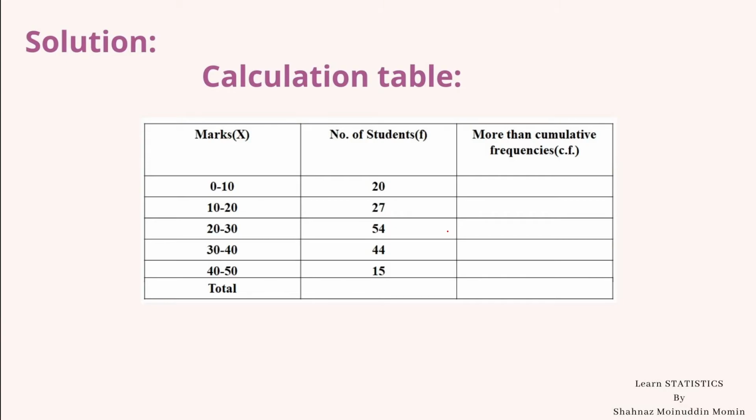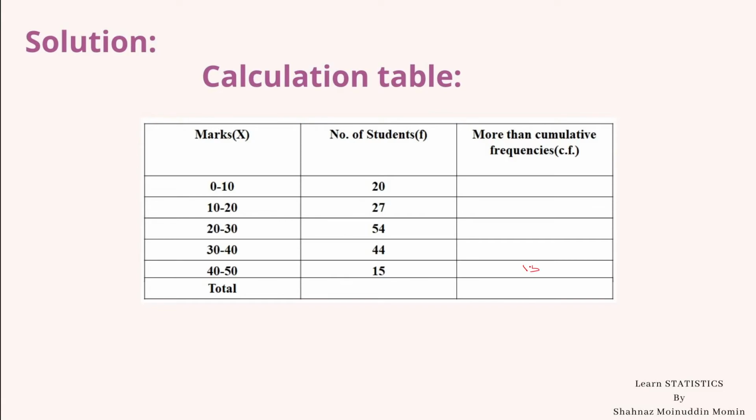Now we shall first calculate the more than cumulative frequency. Write down marks and number of students in a vertical column. We shall start with the more than cumulative frequency. To calculate the more than cumulative frequency, we start adding from the bottom.